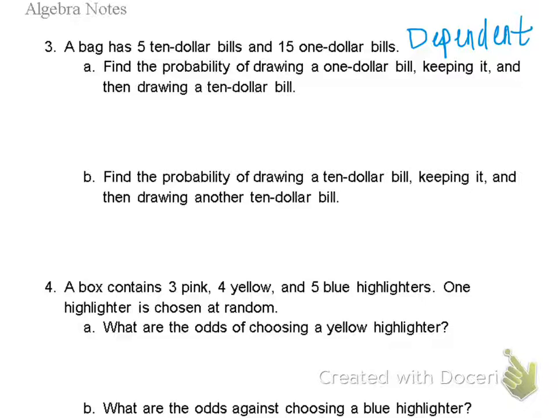We're not replacing it. So the probability of choosing a $1 bill the first time, there are 15 $1 bills out of 20 bills altogether, because there's 15 plus 5. So that's the probability of the first event.